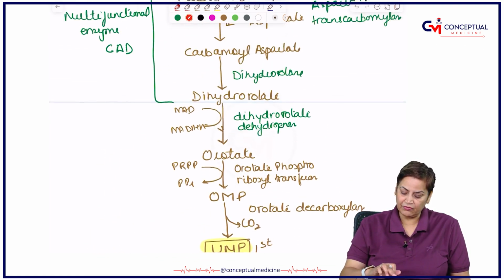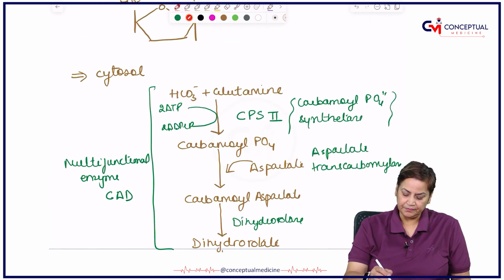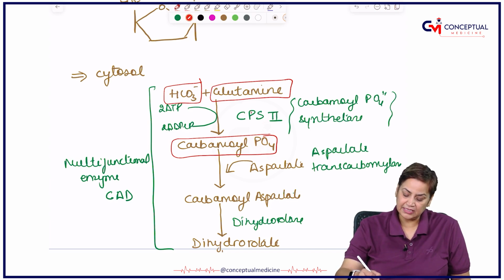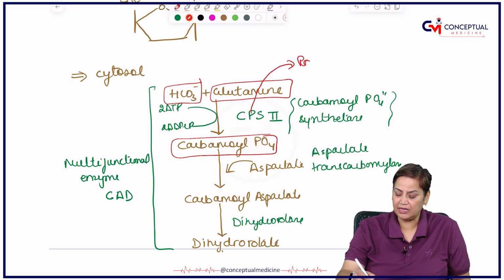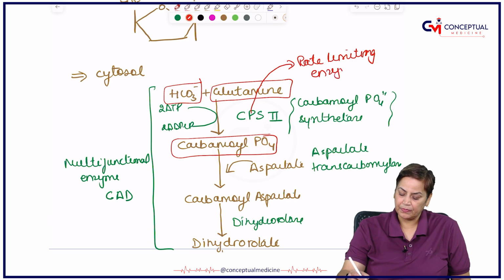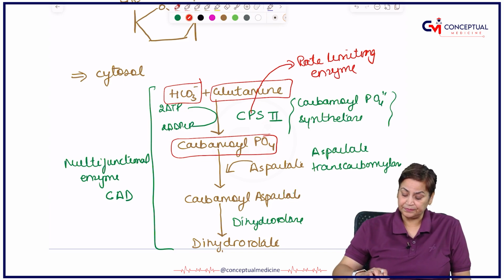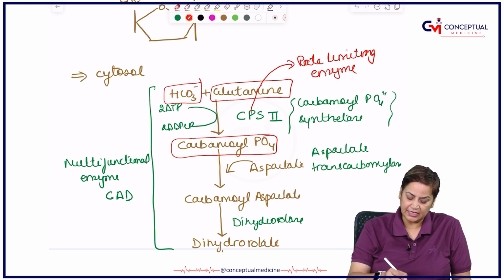So we start with, first of all, you can see that bicarbonate ions combined with glutamine forming carbamoyl phosphate in the presence of CPS II. And this CPS II is the rate limiting enzyme. Very important. This is the rate limiting enzyme of pyrimidine biosynthesis. And obviously you can see it is present in the cytoplasm.